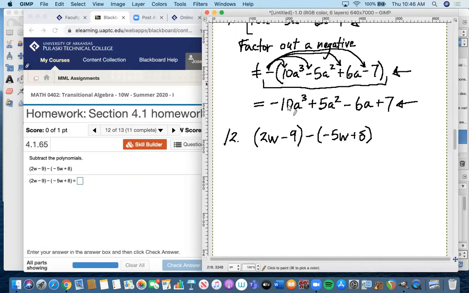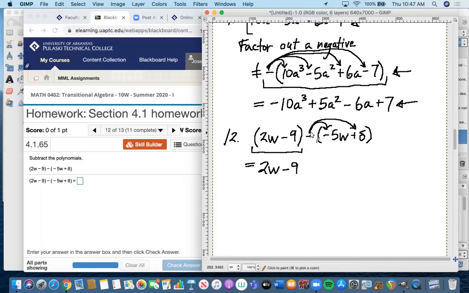What we're going to do with this negative sign right here between the two parentheses is distribute it, just like we did on the previous problem. So in other words, we're going to distribute the negative to the 5w, and to the plus 8. Then we're going to combine like terms, basically. This first set of parentheses, I can just lose. I don't really have to do anything to them.